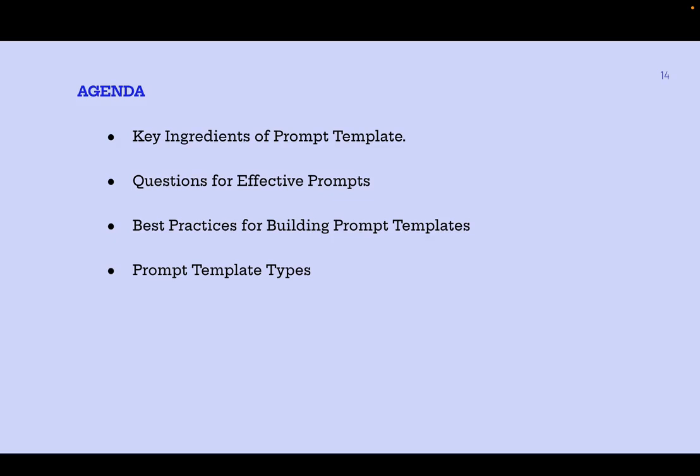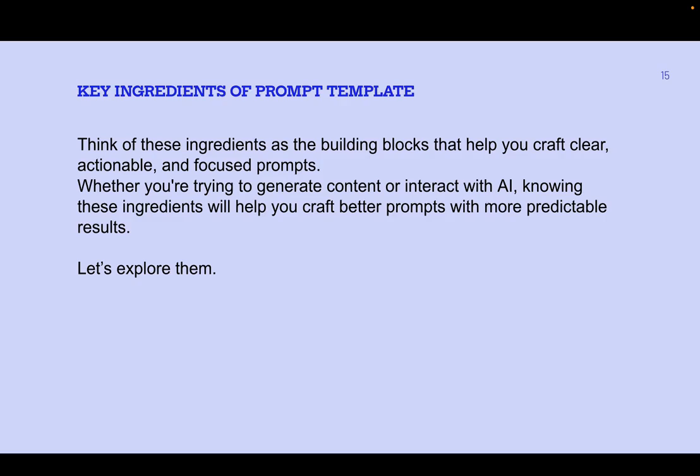So let's start with the key ingredients that make up a solid prompt template. Think of these ingredients as building blocks that help you craft clear, actionable and focused prompts. Whether you're trying to generate content or interact with AI, knowing these ingredients will help you craft better prompts with more predictable results. So let's explore them.